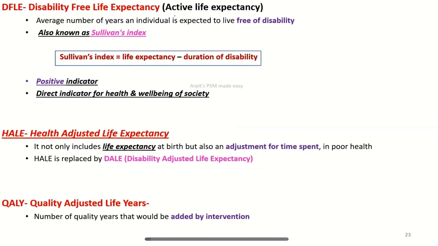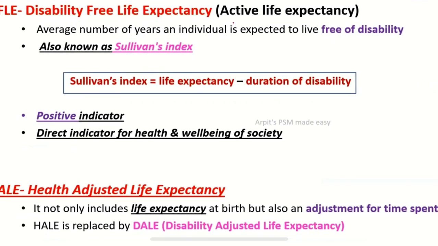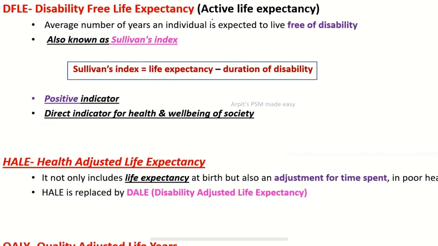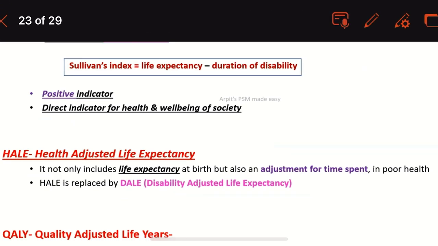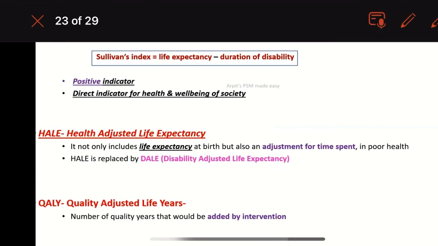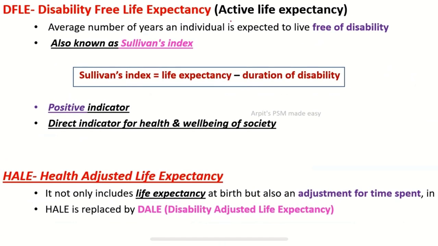Moving further, we have disability free life expectancy. In disability free life expectancy, what do we see? The years which the person lived without any disability. It is also known as Sullivan's Index. Sullivan's Index is the total life expectancy minus the duration of disability, that is, the total years of his life which were disability free. It is a positive indicator. It is also a direct indicator of the health and well-being of the society.